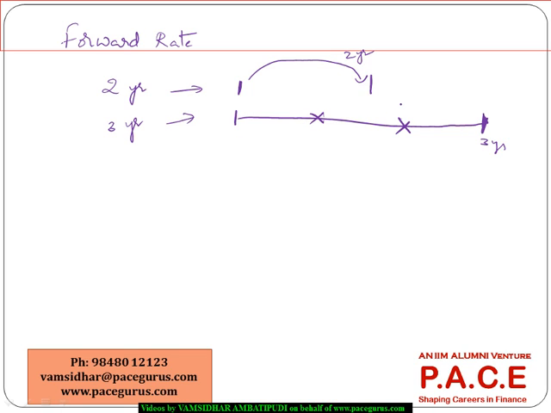Now, what we are talking of is: if the 2-year spot rate is something and the 3-year spot rate is something, what should be the interest rate between the 2 and 3 years? As of today, what should be the interest rate between the second and the third year? So we are talking about the interest rates in future, based on the current zero coupon bond rates.